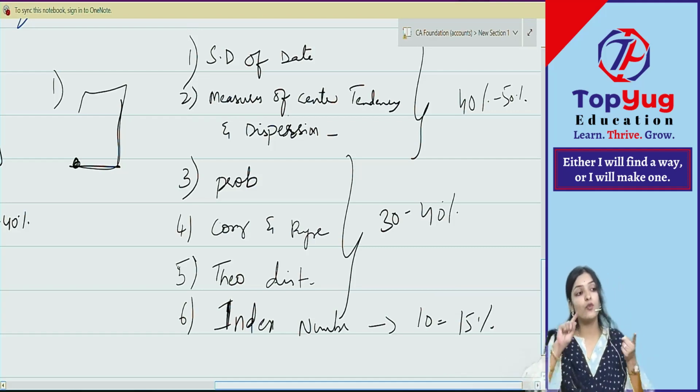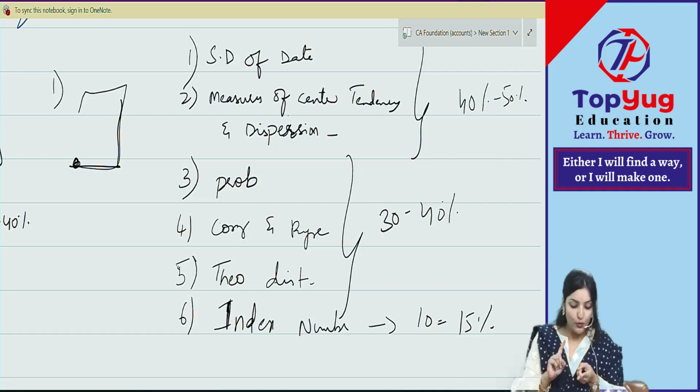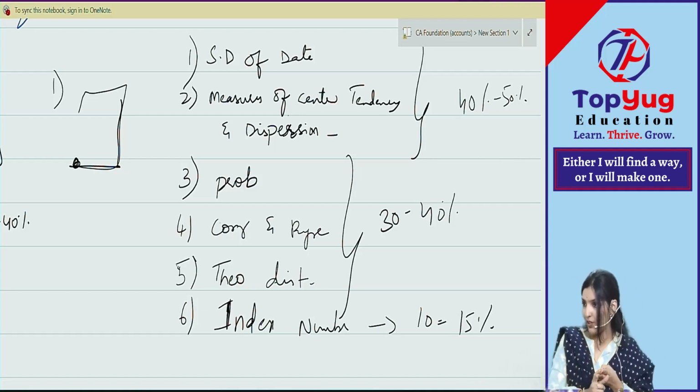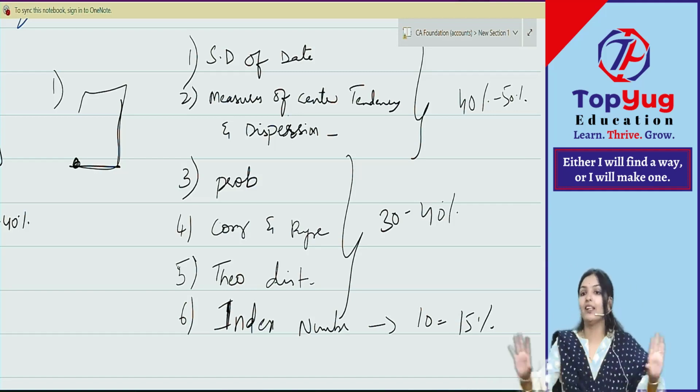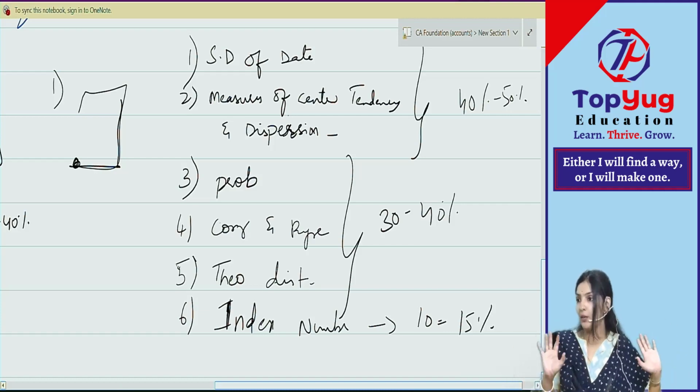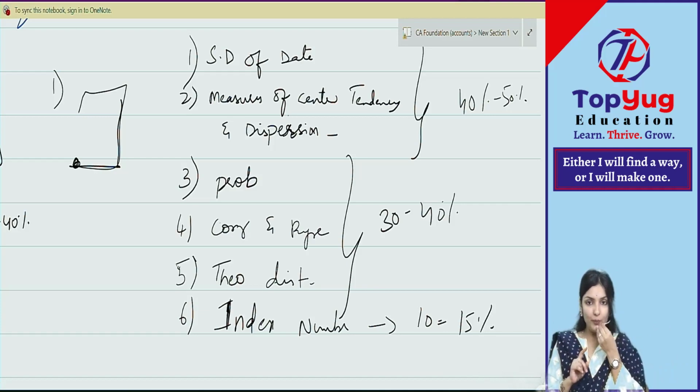So basically, if you focus on time value of money, statistical description of data, measures of central tendency and dispersion, and index numbers, compulsorily you will clear the paper. But then you have to work hard for it. So guys, now you have entered a professional course and you know it's not easy. Let me not put you in a false cover, but it would be worth it. Shall we proceed further?